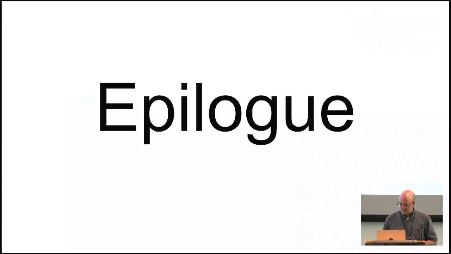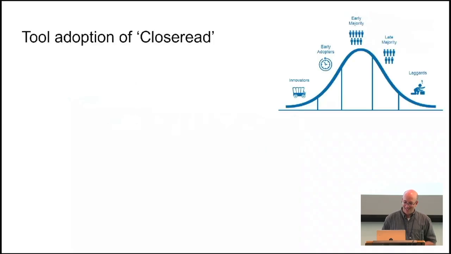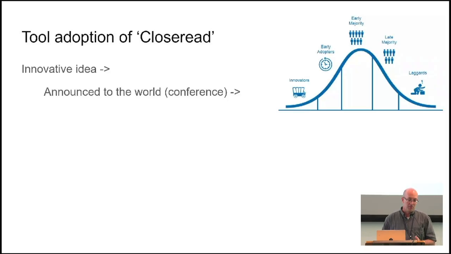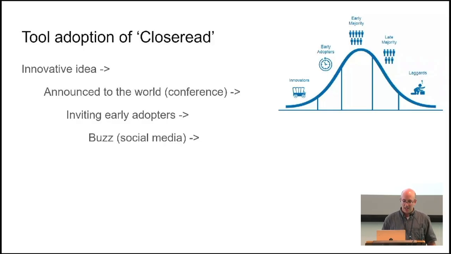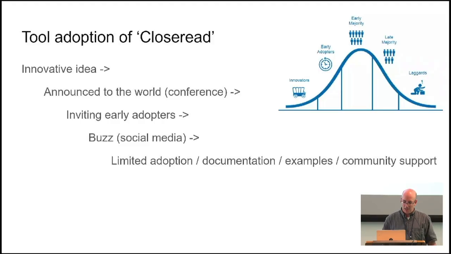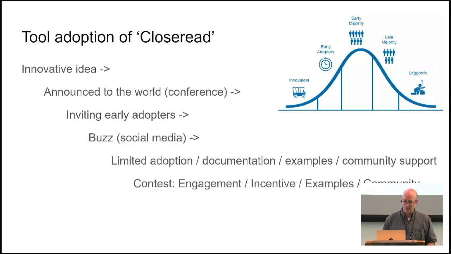An epilogue, discussion if you'd like. So the tool adoption of close read, back to this curve of adoption, right? It was an innovative idea. It was announced to the world in a conference, and it invited early adopters like me, like people here in this room. It got some buzz in social media, but it still was somehow limited adoption, which correlated with slightly less documentation, examples, and community support.